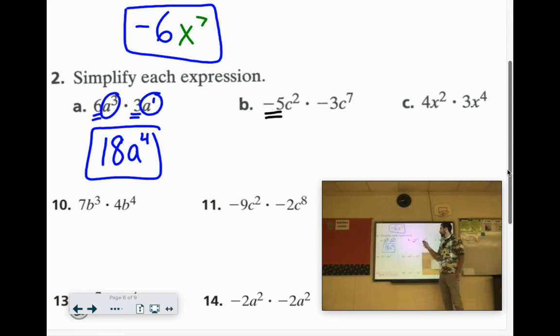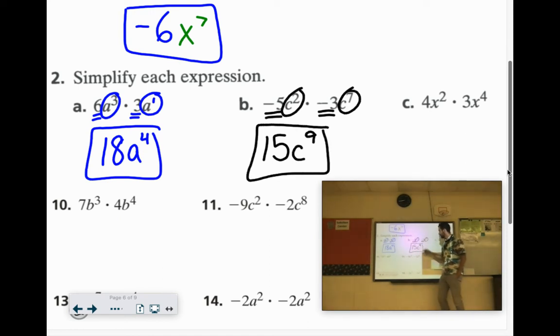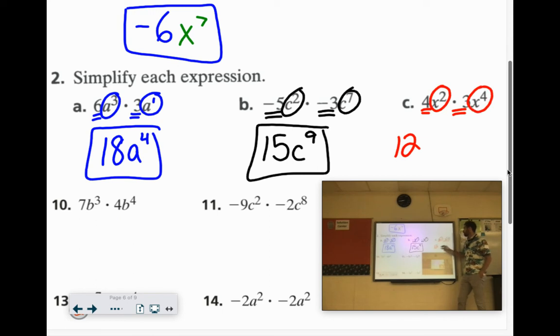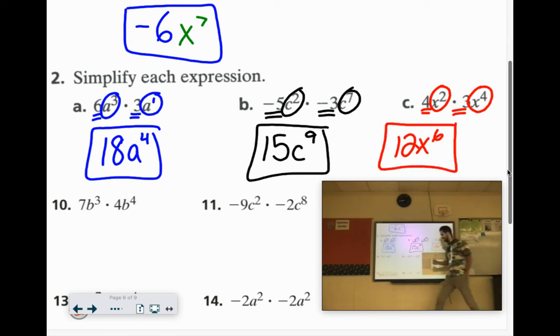You know the song. Negative 5 times negative 3 is positive 15. C squared times c to the 7th is c to the 9th. Yes! Numbers in front are 4 times 3, which is 12. X squared times x to the 4th gives you that x to the 6th. Yes! All right, we got another property now.